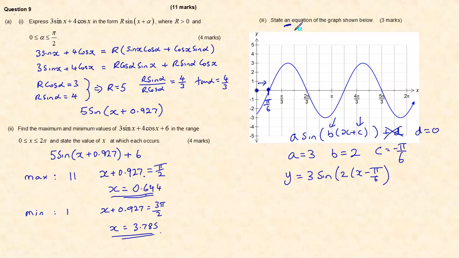And we said an equation because obviously there's other ways you could write this. For example, y is equal to 3 sin(2x minus pi by 3) would also be an acceptable answer.